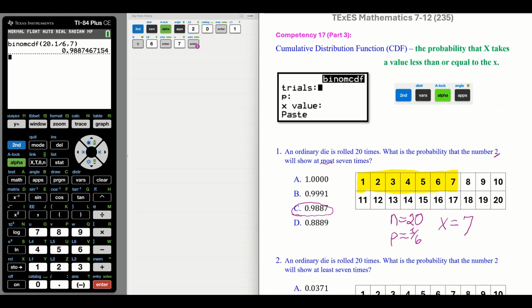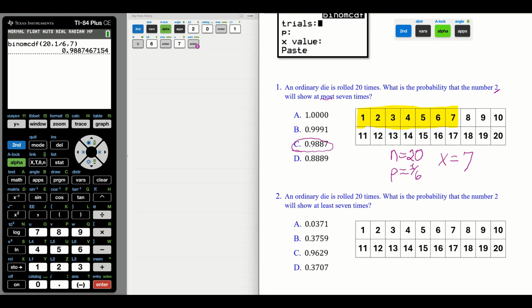Okay, number 2. An ordinary die is rolled 20 times. What is the probability that the number 2 will show at least 7 times? Yes, these two questions are almost alike. The difference is the words at most, at least. That changes things. So let's get our highlighter and show you those changes.